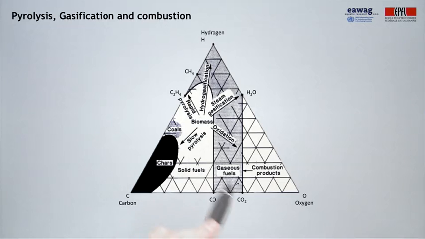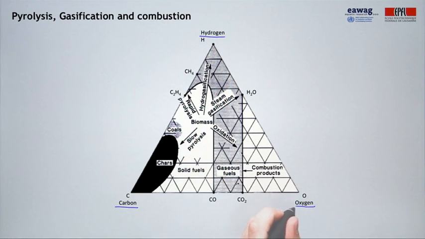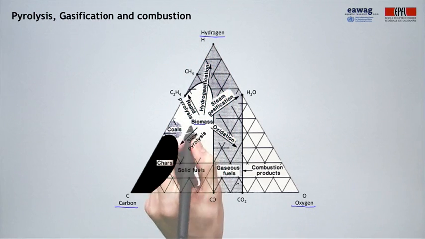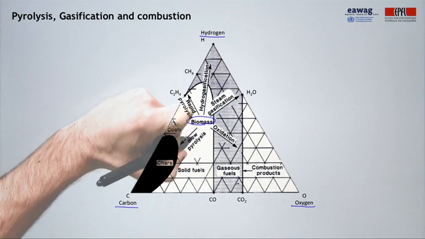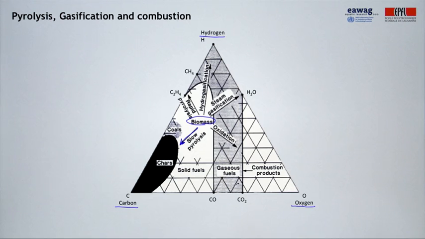In the ternary diagram, we can see how thermochemical processes shift materials in different directions based on their relative content of carbon, hydrogen, and oxygen. We see where biomass is located here in the middle. Slow pyrolysis, for instance, increases the relative carbon content, shifting the biomass towards the black area, char, a solid product. On the other hand, oxidation or combustion mainly yield gaseous products, such as CO2 and water, which can also be seen here in the diagram.